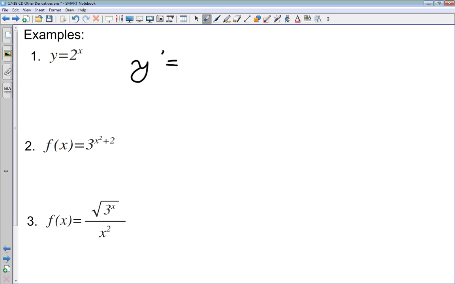Okay, so if y is equal to 2 to the power of x, what is our derivative going to be? Exponential function. So the first part of the derivative is always going to be whatever that original function is. Okay, so our original function is 2 to the x, so our derivative is going to be 2 to the x times what? Well, times ln 2, because we don't have base e, so we have to multiply by this factor of the ln of the base. Okay.